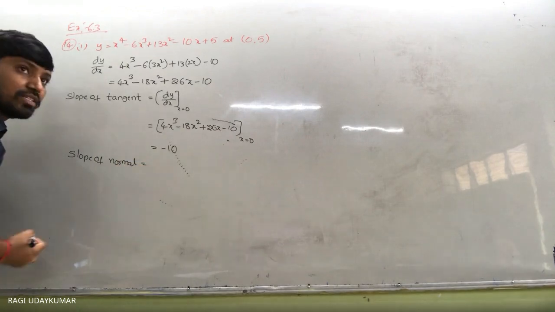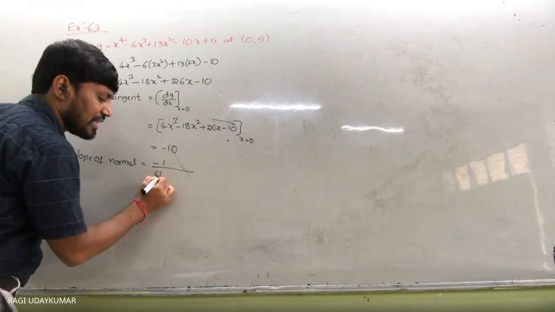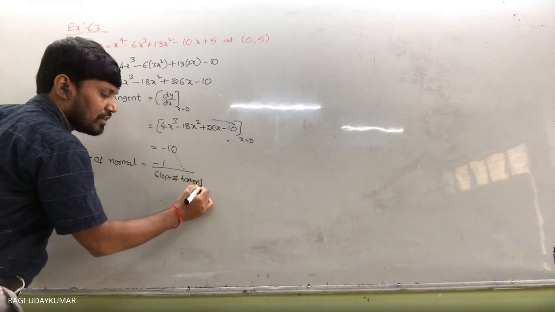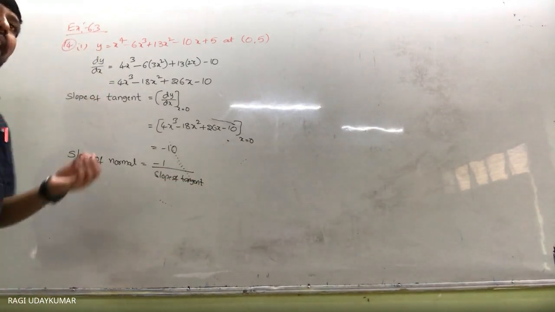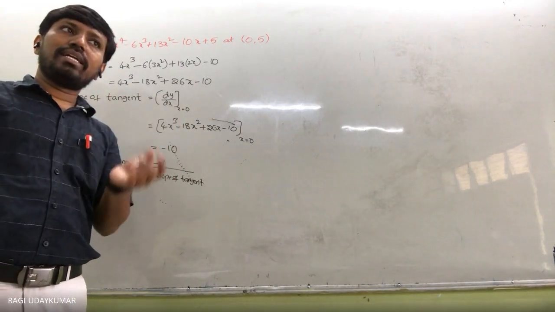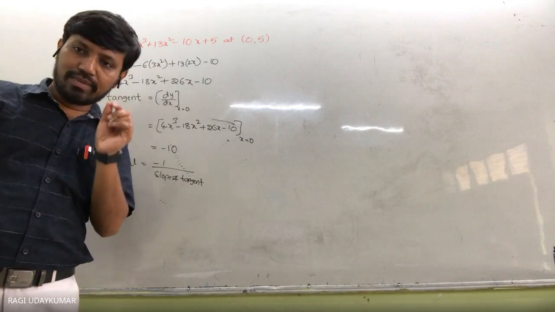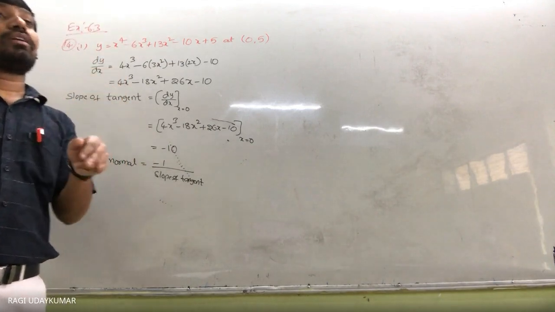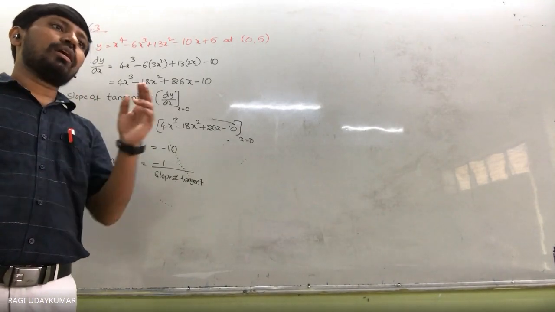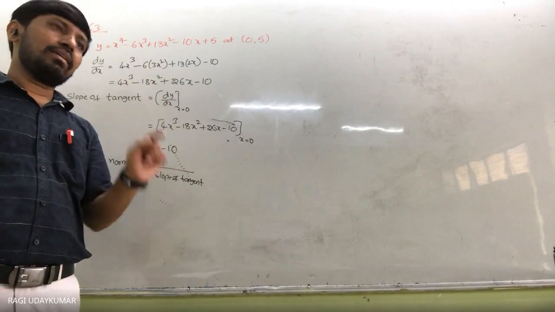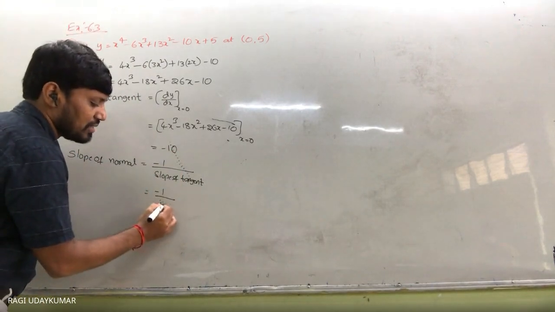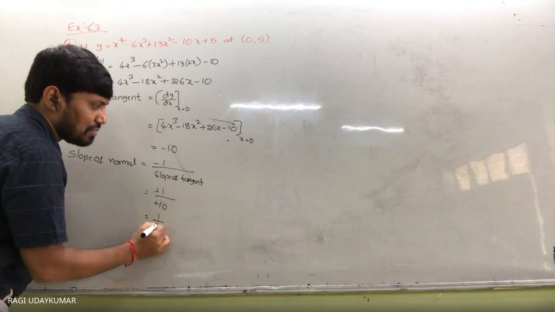The slope of the normal is equal to minus 1 by the slope of the tangent. Because the tangent and normal are perpendicular to each other, the product of the slopes of two perpendicular lines is minus 1. So we get minus 1 by minus 10, which is 1 by 10.